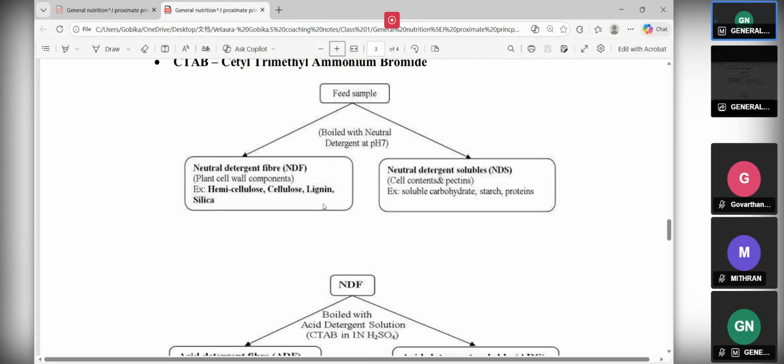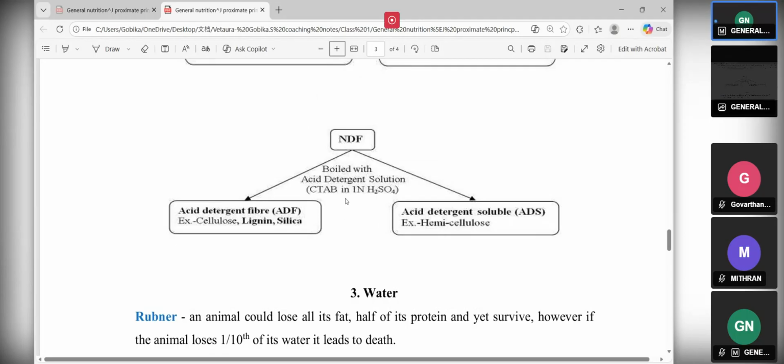We know that these are not soluble, that is, they will be digested only by monogastrics. Further, we take the neutral detergent fiber, that is the insoluble component present in the neutral detergent, and again boil it with acid detergent solution, that is CTAB, cetyl trimethyl ammonium bromide, in 1N H2SO4, that is 1 normal sulfuric acid. We boil this fiber component again with this solution. We can then partition the component into acid detergent fiber and acid detergent solubles, that is, components which are soluble in acid detergent and those which are insoluble.